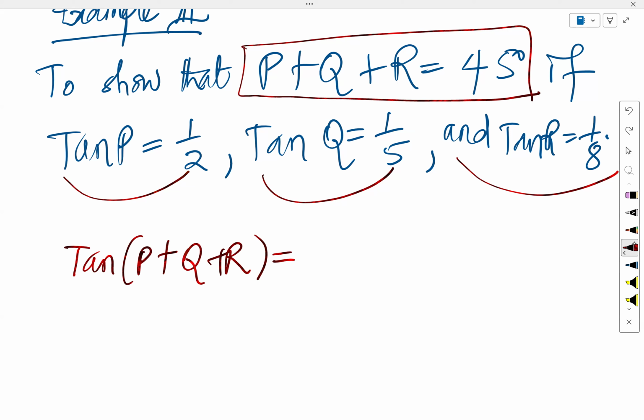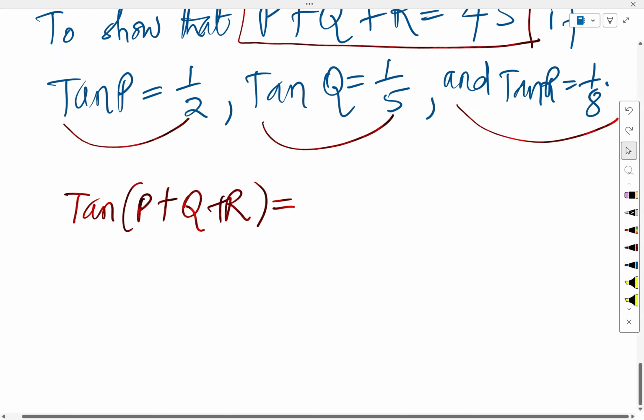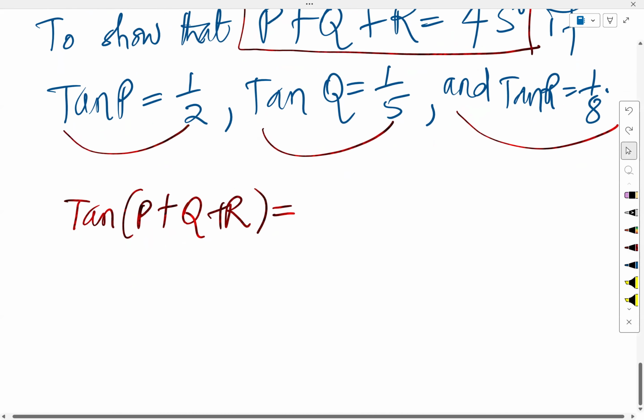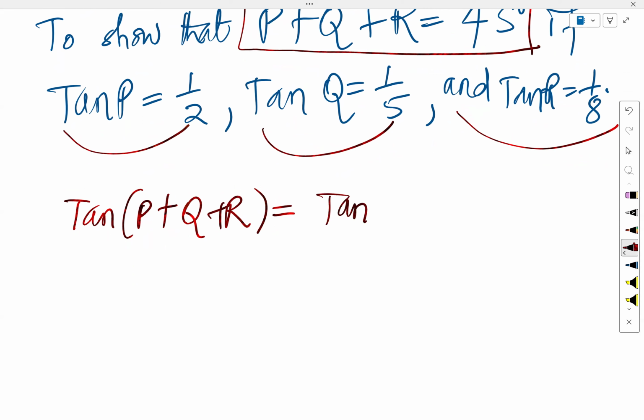Okay, maybe I should just go through the whole thing. Let me go through that. So normally, you can say this is tan(P+Q+R). You can have this, all right.